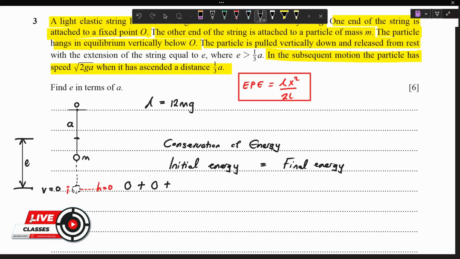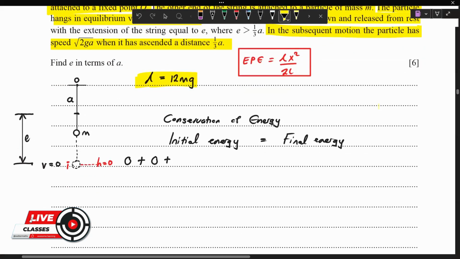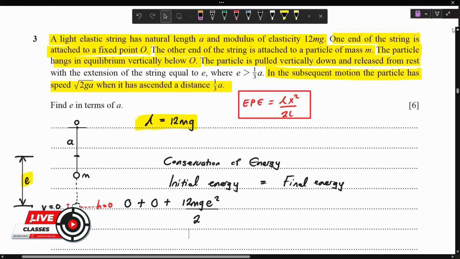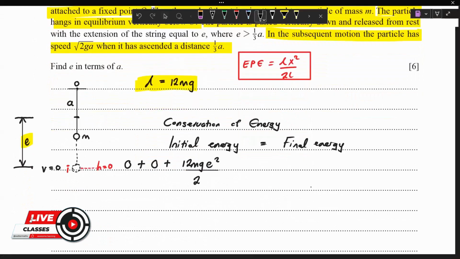So in this case, lambda is 12 mg. So we have 12 mg here, and that's going to be times the extension, all right? And the extension here is E, for the point I. So that's E squared, over 2 times the natural length. The natural length, according to the information given, is A. So it's over 2A. And this has to be equal to the final energy.